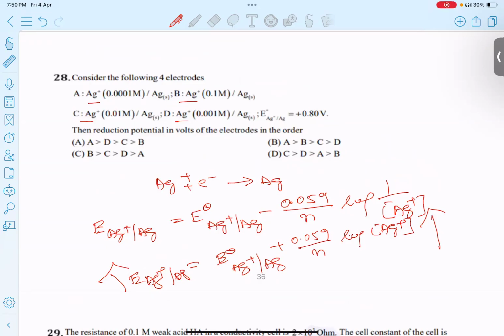Here, electrode B has 0.1 molar concentration. That is, B's reduction potential is higher. So option C, B's reduction potential is higher.